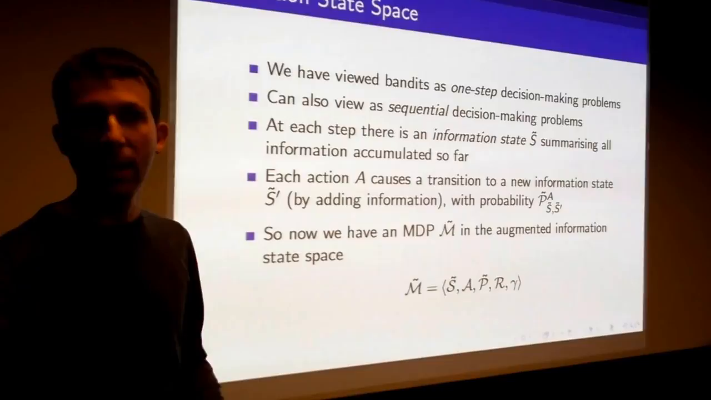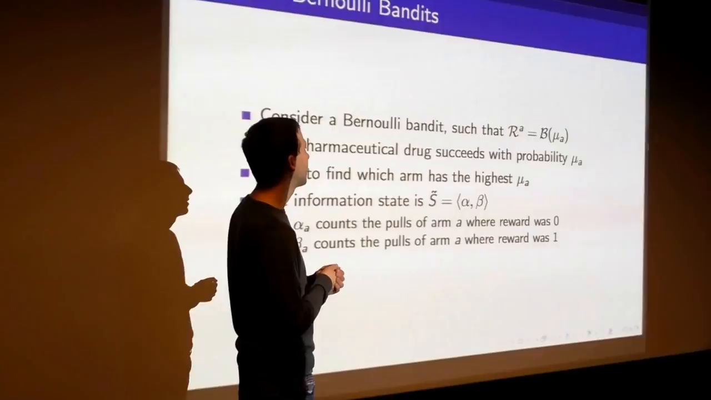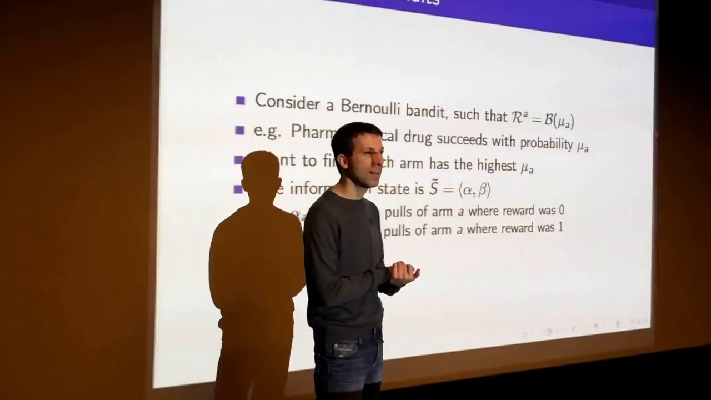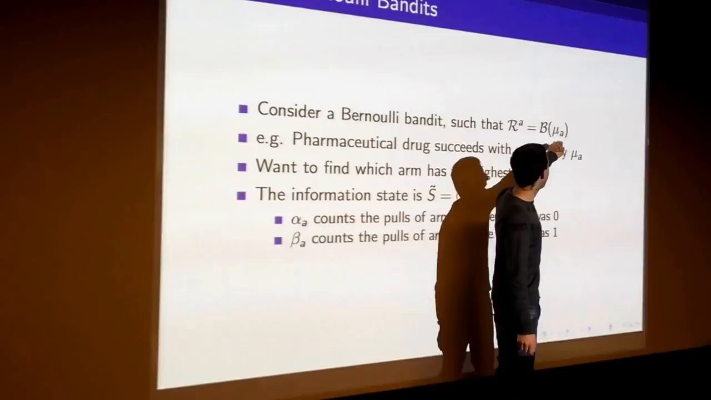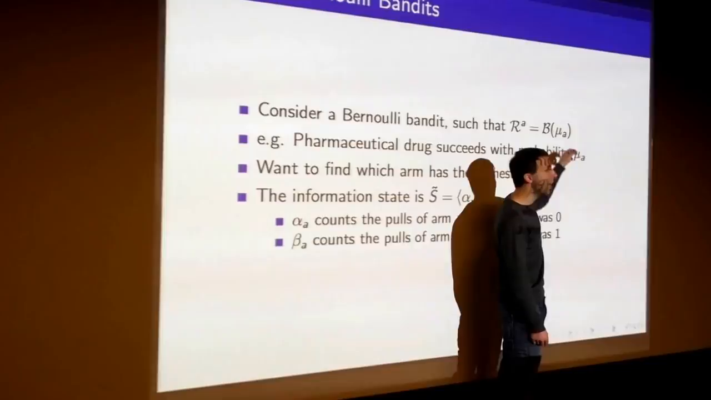So let's consider the simplest case. Let's consider Bernoulli bandits. A Bernoulli bandit is basically like a coin flip bandit, where the reward function is just you flip a coin, and with some probability mu A, for action A, like the left lever, there's some bias to that coin that tells me if I'm either going to get a reward of 1 or 0. So with probability mu A, I'll get a reward of 1. Just like a coin flip with some bias.